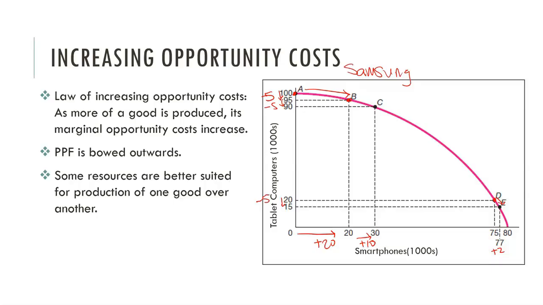Now, if this was a straight line, which we are going to see when we do our comparative advantage questions, so we just have a straight line, then it's a constant trade-off, constant opportunity cost. But in real life, our production possibility frontiers are always going to be bowed outward. There's always going to be increasing opportunity costs because resources are not perfectly suited for production of all goods.